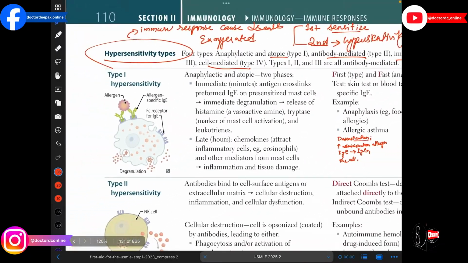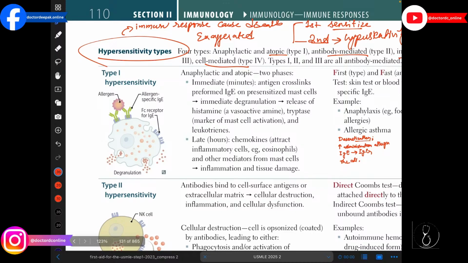Let's start from the book, type 1 hypersensitivity. Type 1 hypersensitivity is anaphylactic and atopic. It has two phases: immediate, and late, in the hours. The immediate phase is due to antigen crossing the preformed IgE on the pre-synthesized mast cells. They go for immediate degranulation and release of histamine, vasoactive amines, the hallmark of mast cell activation, and leukotrienes.